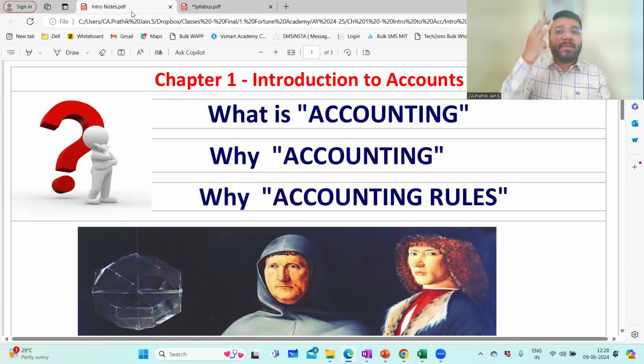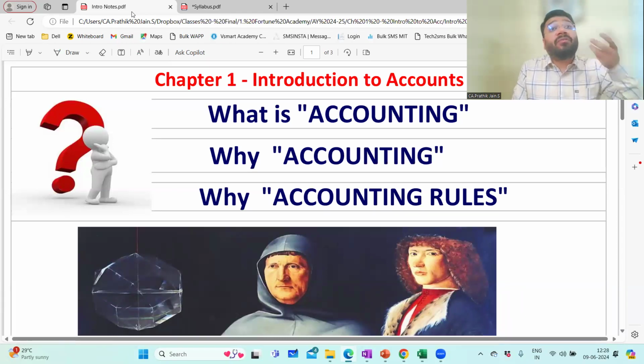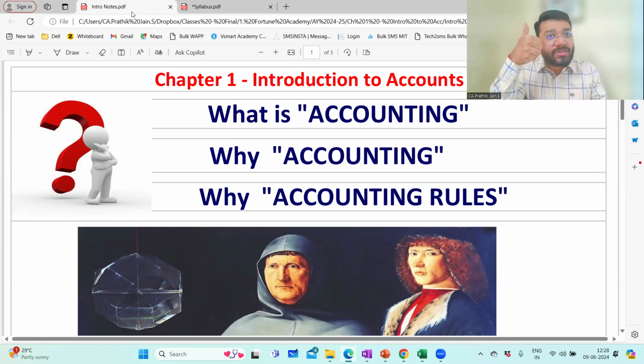at the end of the session, all of you should have answers to 3 questions that I'm going to ask you. First, what is accounting? What is the meaning of accounting? So one, we have to get the answer for this. Second, sir, why are we doing accounting? Why in the first place do we have something called accounting? Third, why do we have accounting rules and regulations in place? So these are the 3 questions we have to answer today.